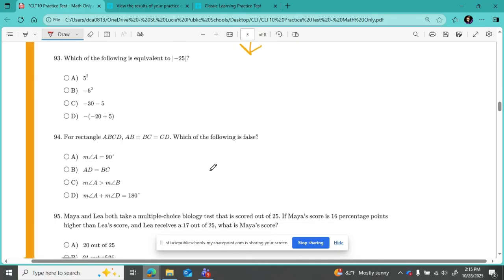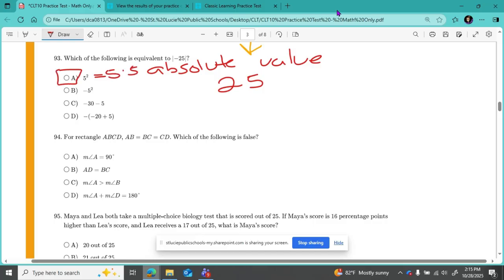Question number 93 says, which of the following is equivalent to the absolute value of negative 25? And an absolute value just means the distance away from 0. So it doesn't matter that it's negative 25, it's still 25 units away from 0. And I know that 5 squared means 5 times 5, which is 25, and that's going to be my answer.